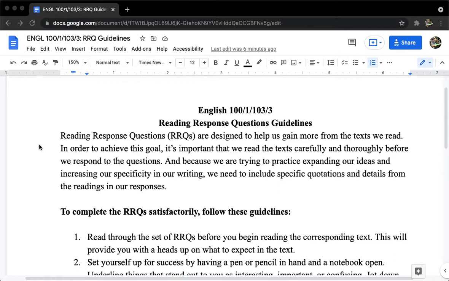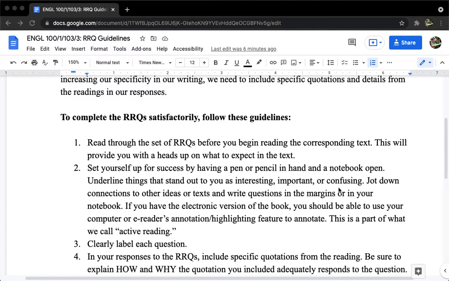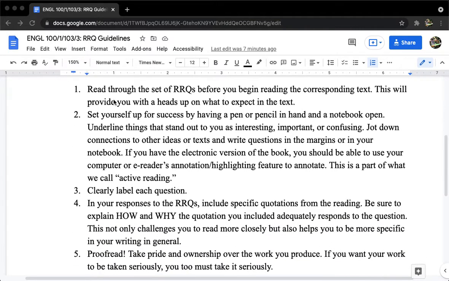the questions. And because we are trying to practice expanding our ideas and increasing our specificity in our writing, we need to include specific quotations and details from the readings in our responses. To complete the reading response questions satisfactorily, follow these guidelines. Read through the set of reading response questions before you begin reading the corresponding text. This will provide you with a heads up on what to expect in the text.